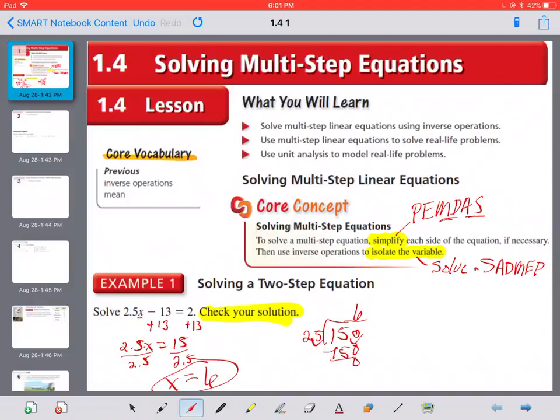Now, notice that it says check your solution. By checking your solution, it means plug it in and make sure it works, because sometimes something you get as the variable equal to, when you plug it back in, it doesn't work. So what we're going to do is take 2.5, take it times 6 minus 13 equals 2. The right side's going to stay on the right, the left side's going to stay on the left. 2.5 times 6 gives us 15 minus 13 equals 2. 15 minus 13 is 2 equals 2. Checks out.